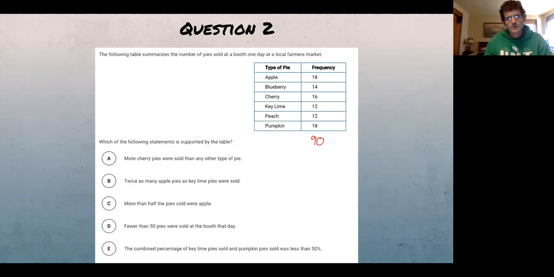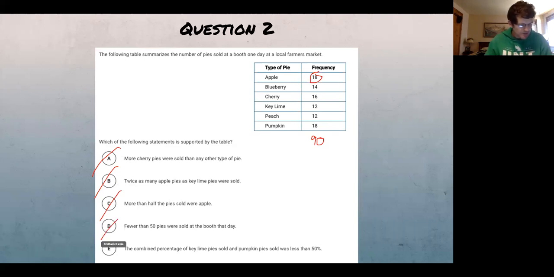So, more cherry pies were sold than any other type of pie. No, that one's very easy to dismiss. Twice as many apple pies as key lime. No, that's another. Hopefully some of these are really junior high or even elementary school type answers that you could quickly eliminate. More than half the pies sold were apple. Well, 18, and this is where it helps to have the total. Not that you'd necessarily need it, but we can see that's not true. Fewer than 50 pies were sold at the booth that day. Now it's good that we have the total. That's not true either. It better be E.